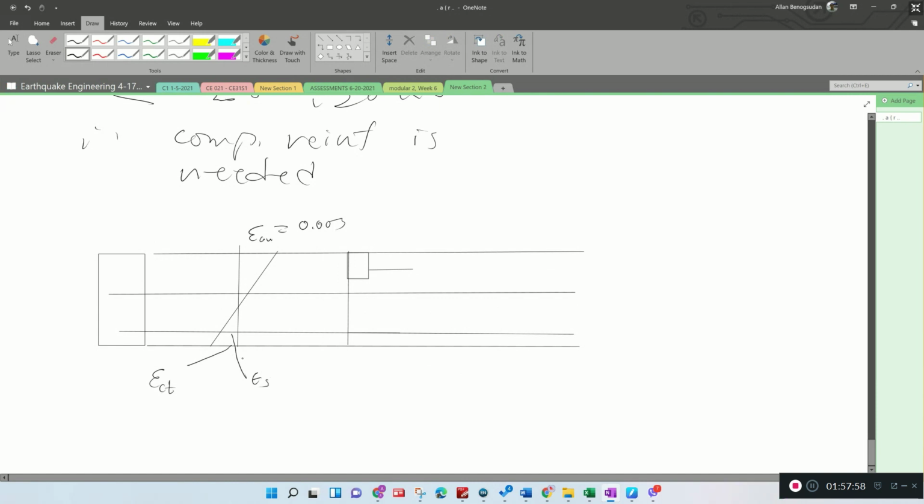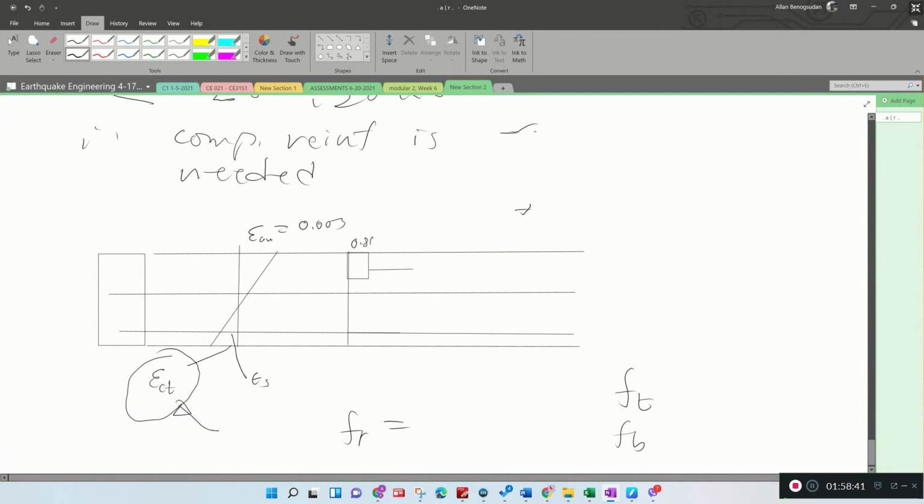Ito yung strain na ginagamit natin pag chine-check mo. Meron tayong F sub S, F sub R, yung rupture. Dito natin kinukuha yan sa rupture. Dito kinukuha yung strain ng konkreto. Okay. Don't forget that.